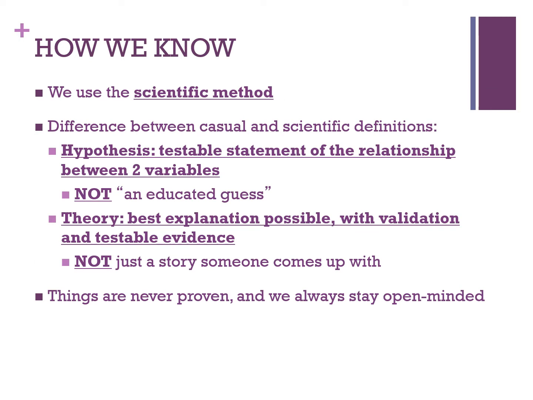How do we know? We use the scientific method, and there's a difference between casual and scientific definitions. A hypothesis is a testable statement of the relationship between 2 variables. It's not an educated guess. A theory is the best explanation possible, with validation and testable evidence. And it's not just a story someone comes up with.